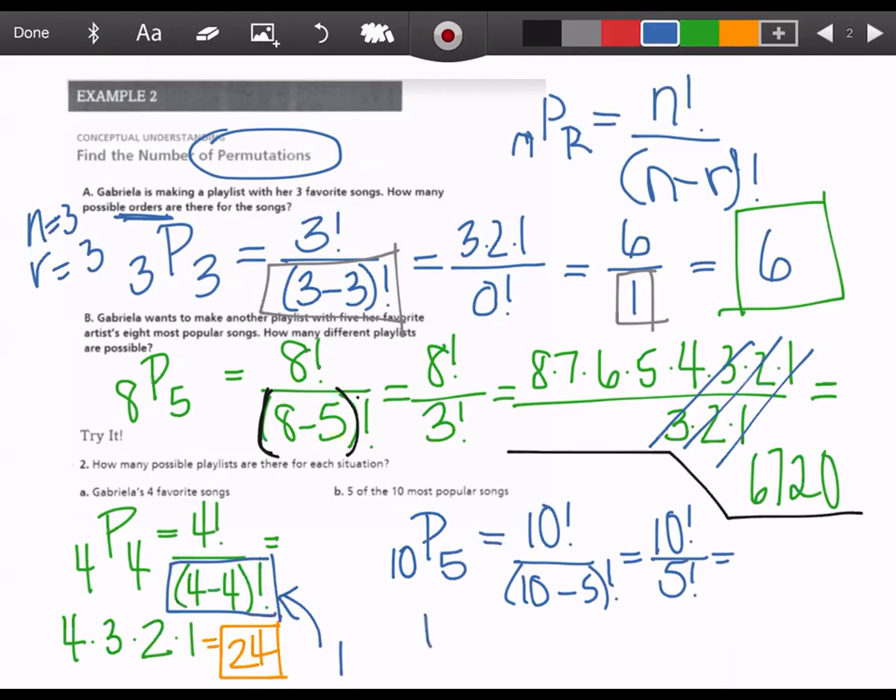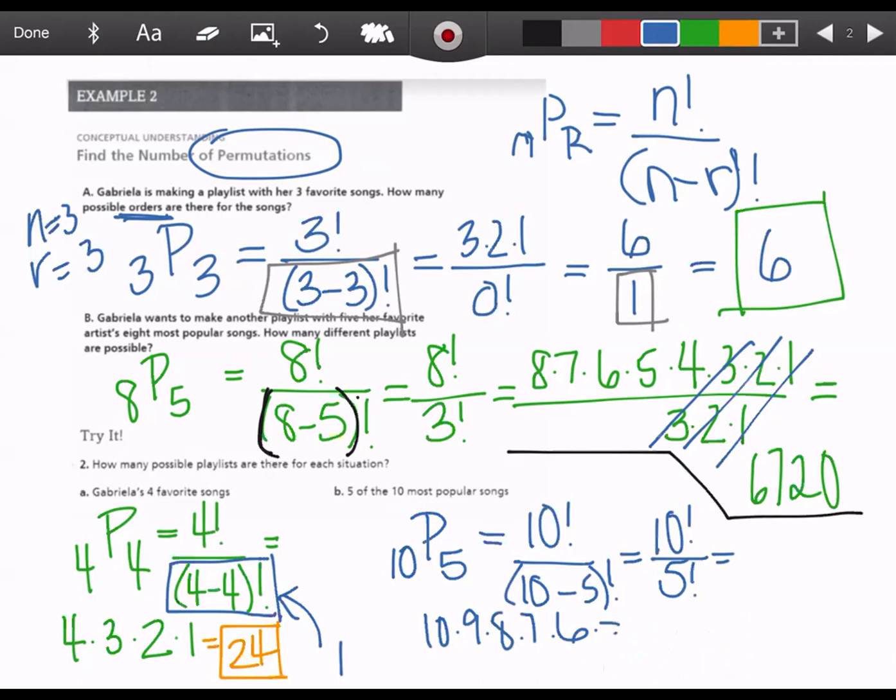Then we can write all of these out. 10 times 9 times 8 times 7 times 6, and you could keep going, times 5 times 4 times 3 times 2 times 1. But we also know that 5 factorial is in the denominator here. So in the denominator, we have 5 times 4 times 3 times 2 times 1, which means that those go away. We don't have those because they canceled each other out.